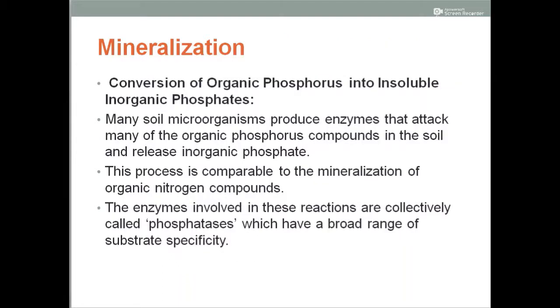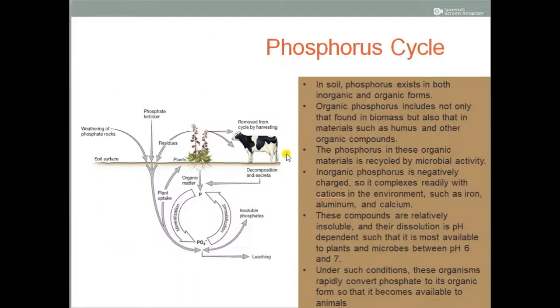So two main processes mainly happen within the soil. One is mineralization, as well as an immobilization process. In the process of mineralization, we can find that organic phosphate is converted into inorganic phosphates by the action of various microbes, and in the process of immobilization, various inorganic phosphates are converted into organic phosphates.